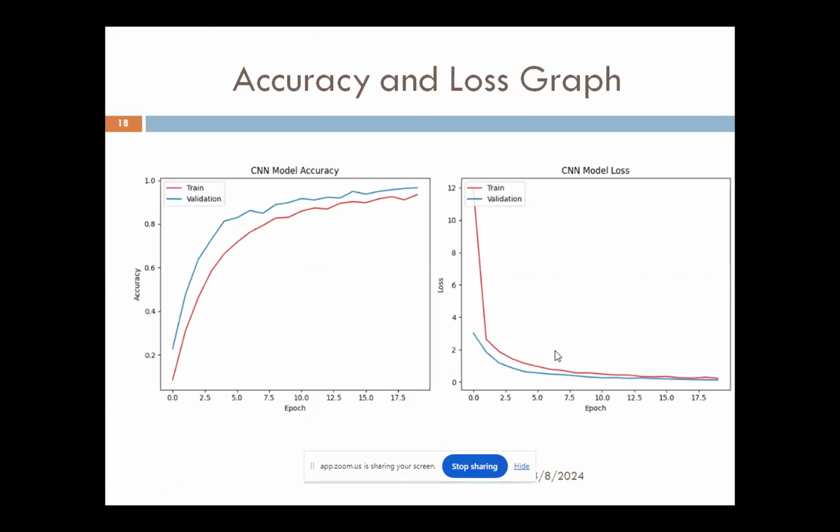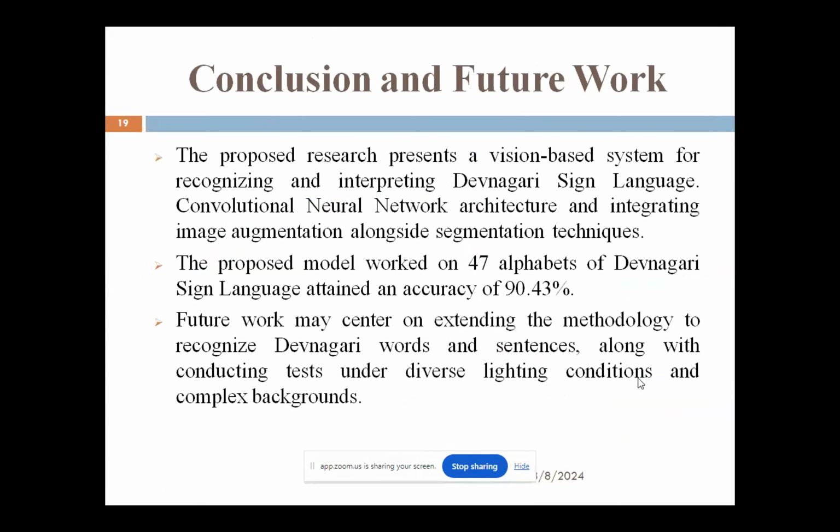And this is the accuracy and loss graph, where the accuracy keeps increasing and the loss of the CNN model keeps decreasing. So, conclusion and future work. The proposed research presents a vision-based system for recognizing and interpreting the Devanagari sign language, using a CNN architecture integrated with image augmentation alongside segmentation techniques. The proposed model, working on the 47 alphabets of Devanagari sign language, attained an accuracy of 90.43%. The future scope is that it can work with Devanagari words and sentences. Again, we can take input images with different lighting conditions and complex backgrounds. And we also have to work with real-time images.